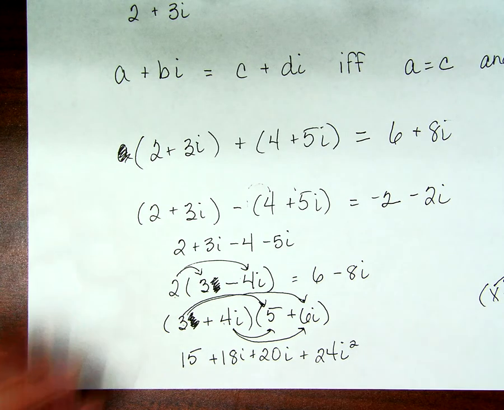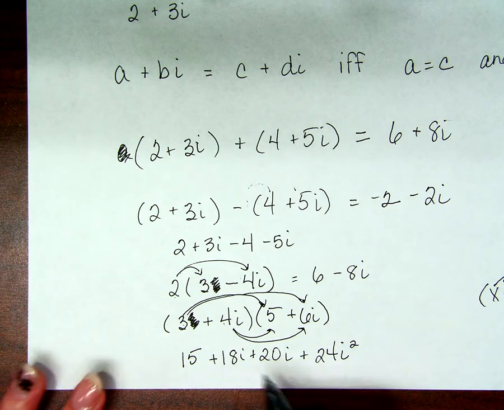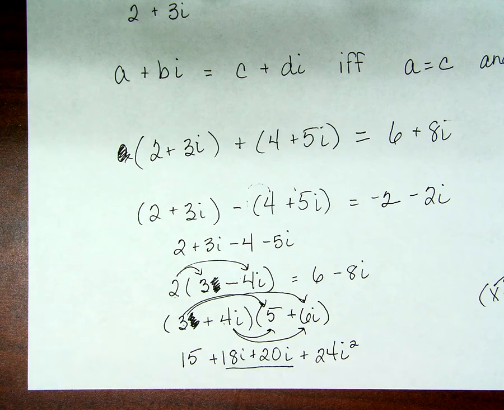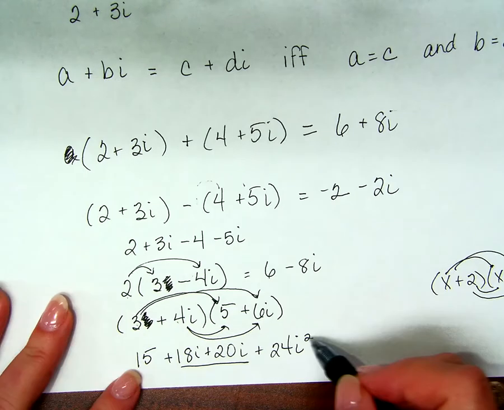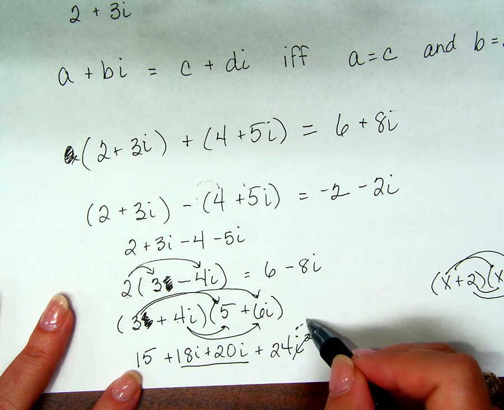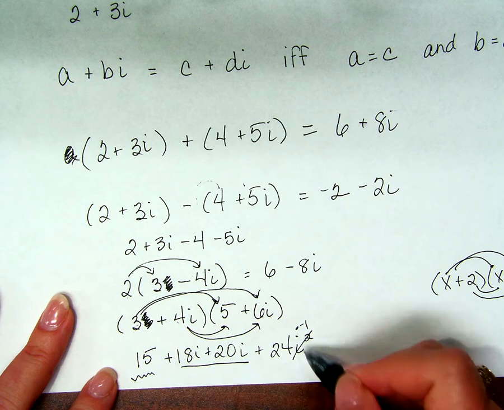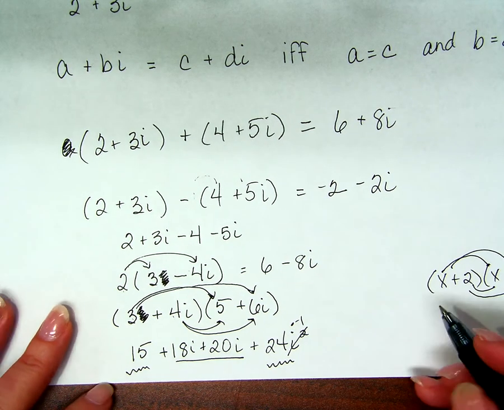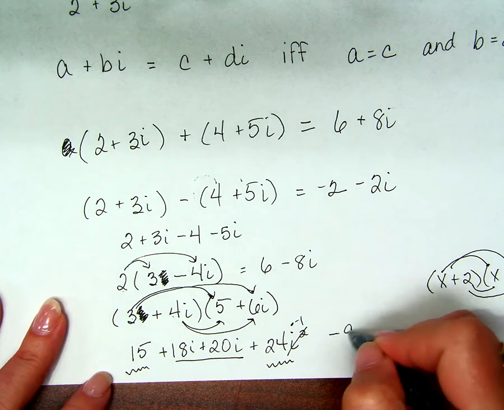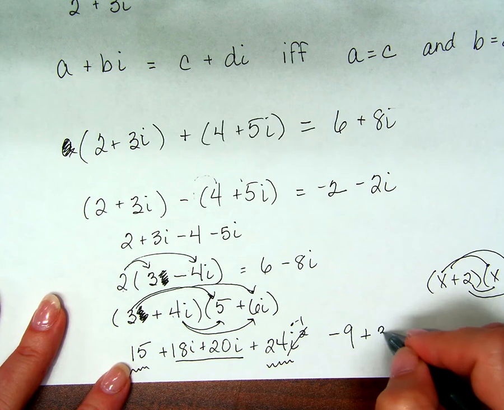24i squared. That's exactly right. Okay? But now I got to combine like terms, right? Are those my only two like terms? Well, remember back up here, what does i squared equal? Negative 1. So this is really times a negative 1. So that's really negative 24, isn't it? So can't I combine the 15 and the negative 24? I can. So what do I get when I combine 15 and negative 24? Negative 9, and then combine the imaginary parts. 38i.